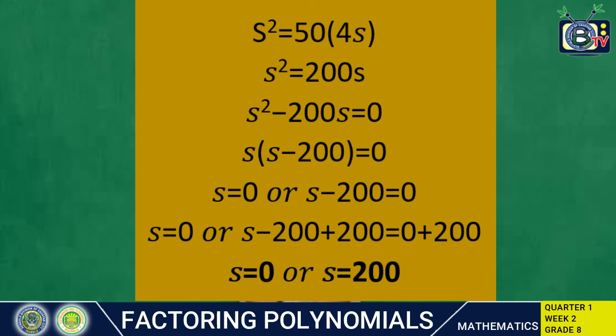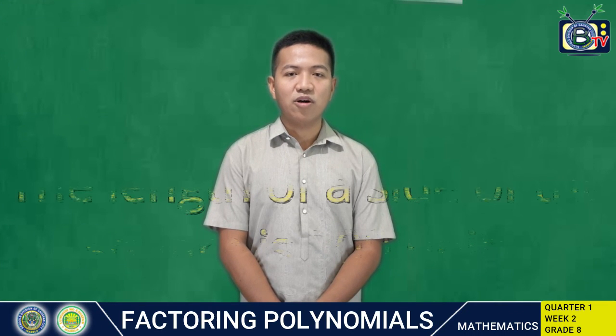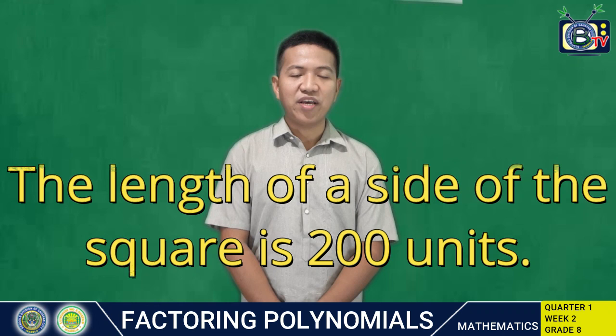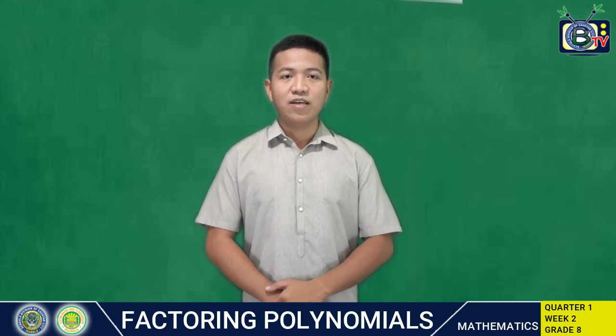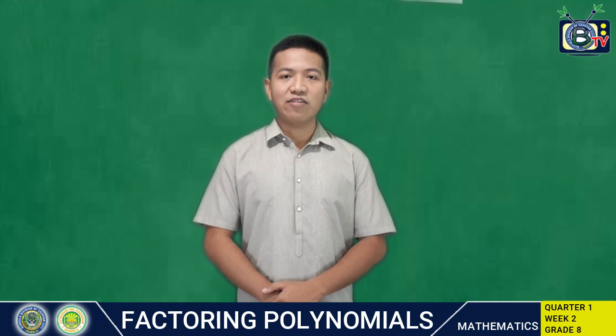S is equal to 0 or S minus 200 is equal to 0 because of the zero product property. S is equal to 0 or S minus 200 plus 200 is equal to 0 plus 200 using the additive inverse property. And finally, the resulting equations are S is equal to 0 or S is equal to 200. Since the length of a square could not be 0, hence, the length of the side of the square is 200 units.